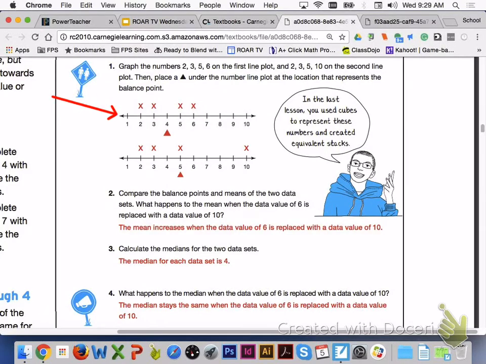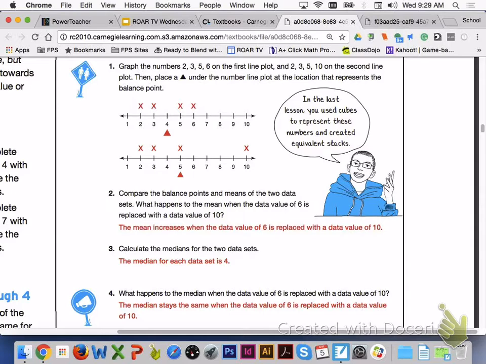For number 1, here is what your first line plot should look like when you graph the numbers 2, 3, 5, and 6. You will place a triangle underneath the number 4 in order to represent the balance point or mean. And here is what your second line plot should look like when you graph the numbers 2, 3, 5, and 10. You are placing a triangle under the number 5 to represent the balance point or mean.